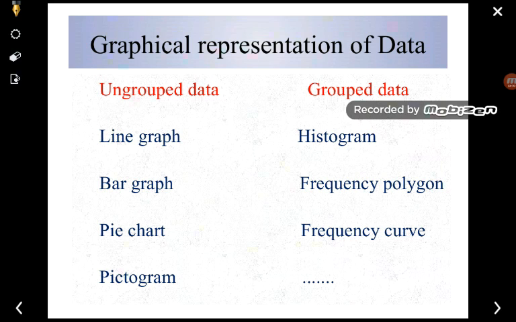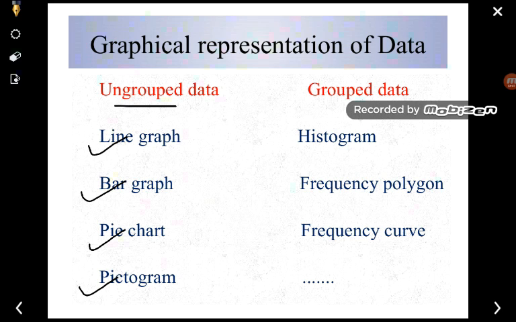Now that is graphical representation of data. Normally it is based on the type of data, whether the data is grouped or ungrouped. If your data is ungrouped, then it can be represented by means of a line graph, a bar graph, a pie chart, and pictograms. So these are the four ways by which we can represent ungrouped data.